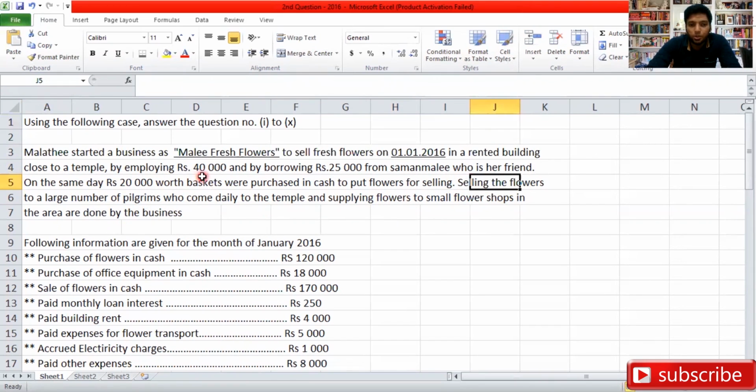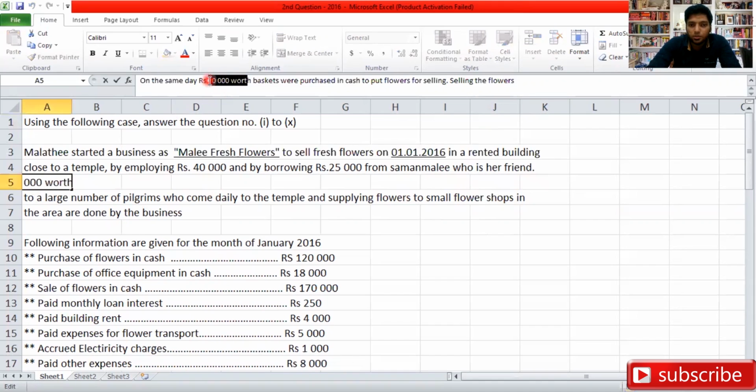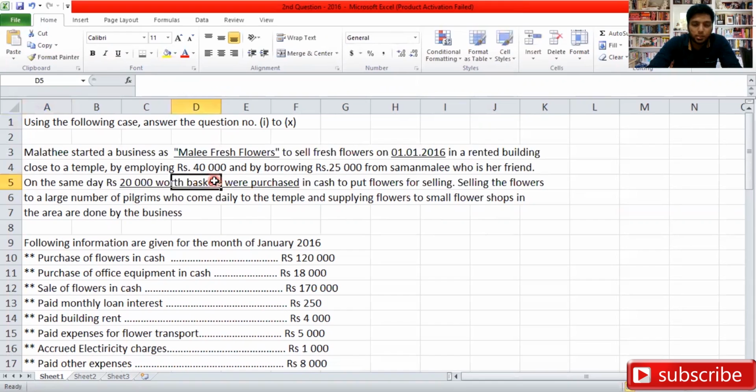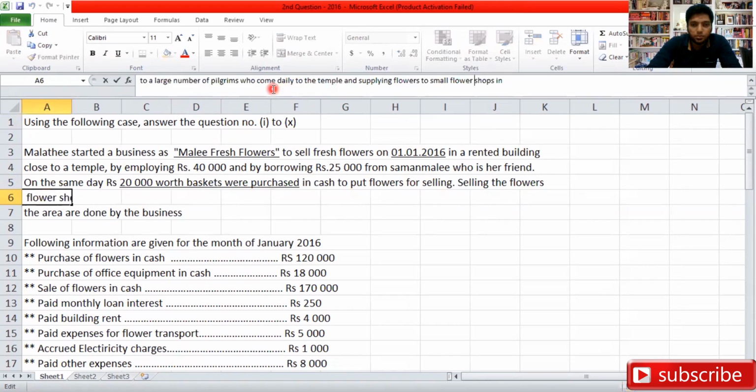And also, you need to know that they purchased baskets for 20,000. So I'll underline it, which is very important. I have underlined 20,000 worth of baskets, and I am also underlining pilgrims who come daily to the temple and supply flowers. I can say pilgrims who come daily. So these can be business questions.